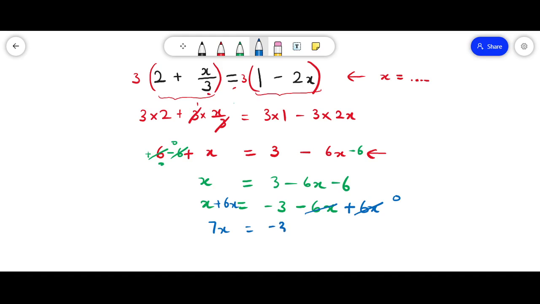to minus 3. And lastly, to get rid of this 7, we divide both sides by 7, so that this 7 can cancel out the 7, and we have x is equal to minus 3 over 7. So the answer is B.